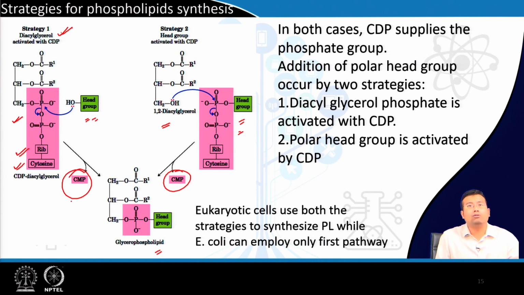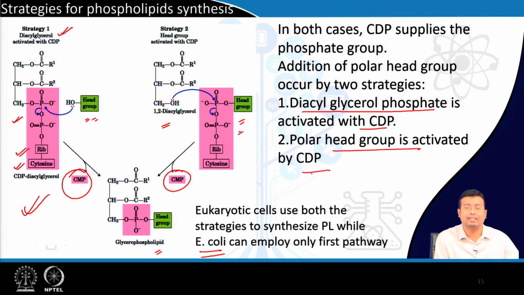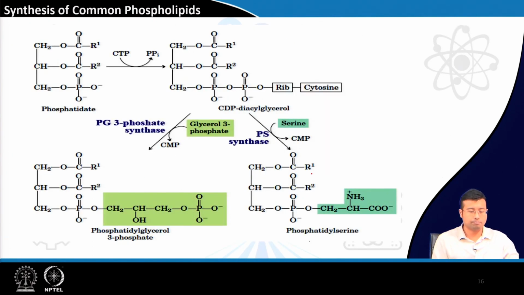Now, it has been found that eukaryotes can use both the strategies to form the glycerophospholipid, whereas bacteria can only use the first pathway. So, addition of polar group to diacylglycerol phosphate with CDP, or a polar group that is activated by CDP alcohol.